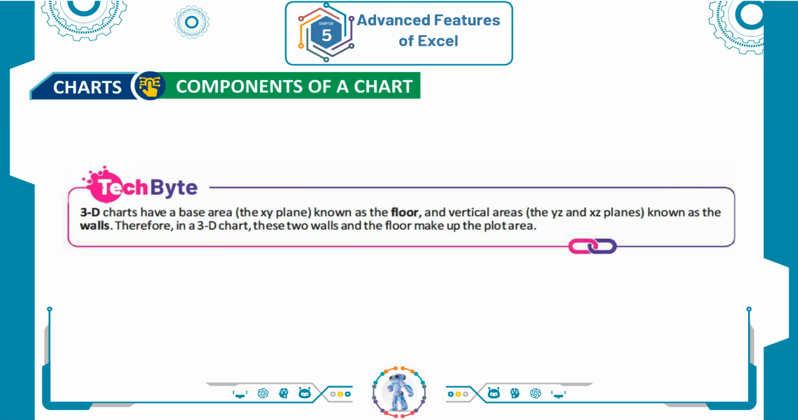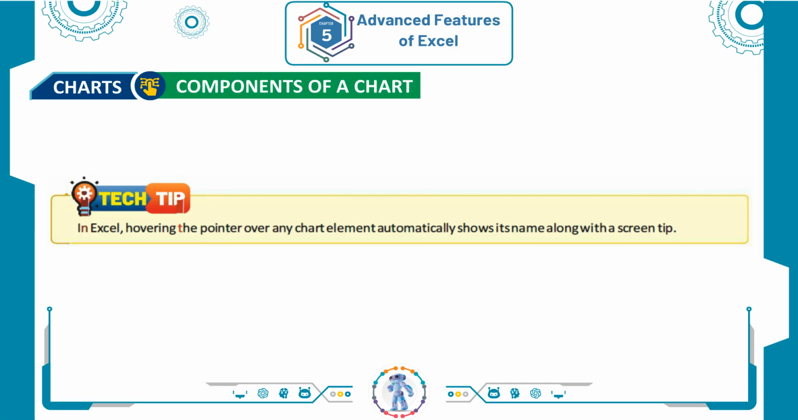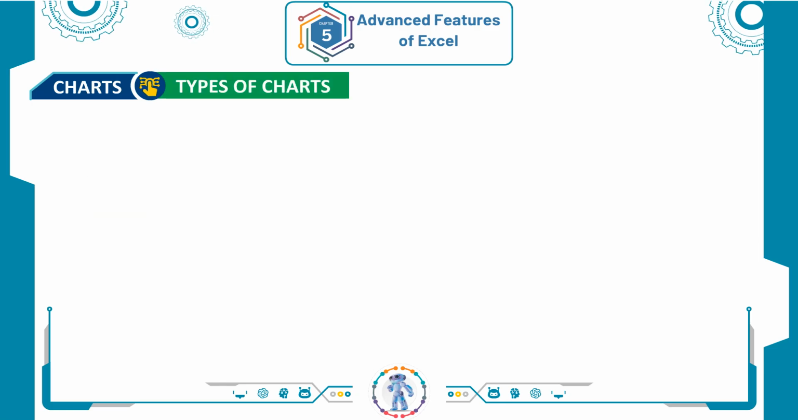Text byte. 3D charts have a base area, the XY plane, known as the floor, and vertical areas, the YZ and XZ planes, known as the walls. Therefore, in a 3D chart, these two walls and the floor make up the plot area. Tech tip. Hovering the pointer over any chart element automatically shows its name along with a screen tip.